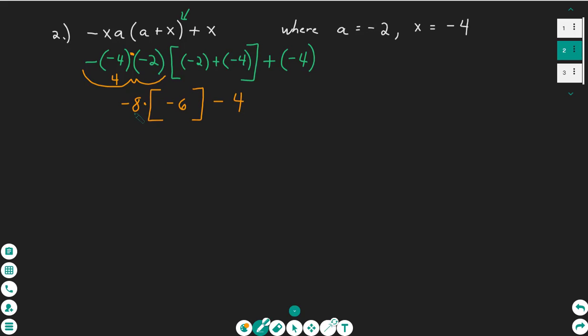Now we've gotten rid of our parentheses. Let's work on our brackets next. Here, the brackets have already been simplified as far as they can go. It's already down to one number. So we can actually move right along and do some multiplication here. So we have -8 times a -6. That's going to be a positive 48. And then we have this -4 left over, which is going to give us a 44.